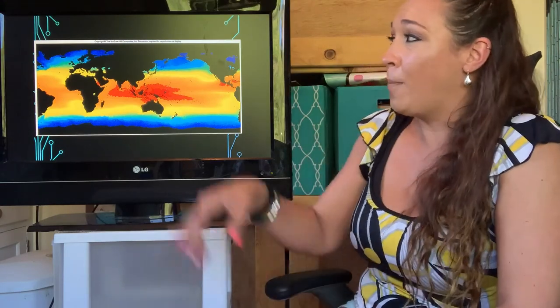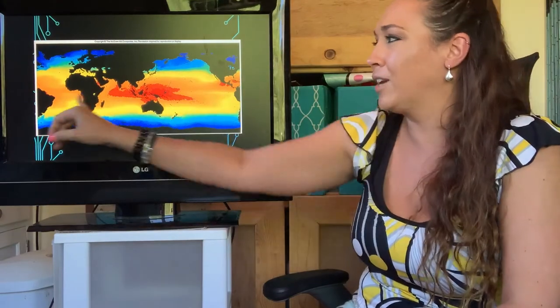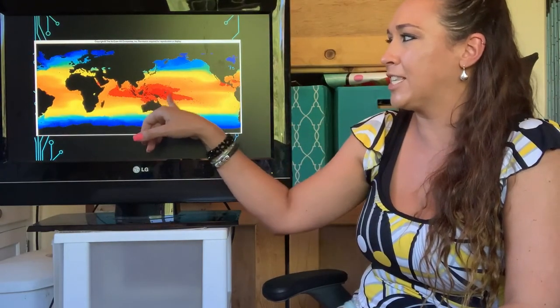This shouldn't shock you guys. I'm sure you've seen a picture like this at some point in your lives. This is basically just the heat index in the world's ocean. So up by the poles and down by the poles, it's cold. Right, but along the equator, it's really hot. In fact, in some places in the world, it is really, really hot.